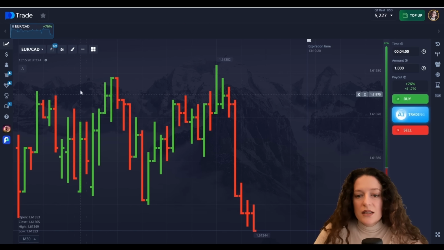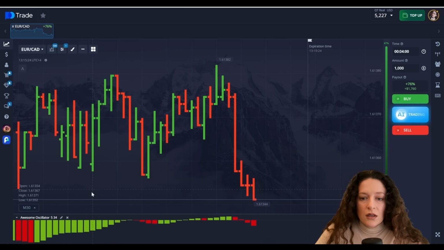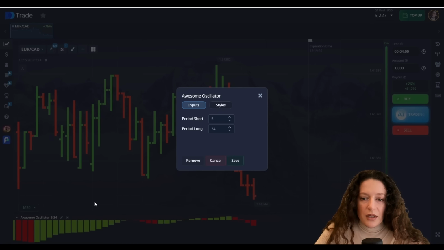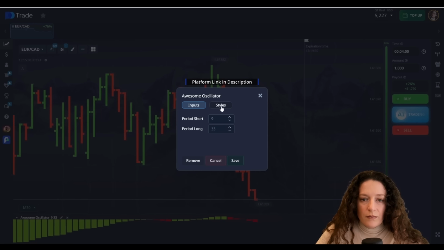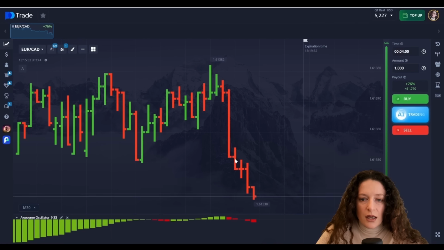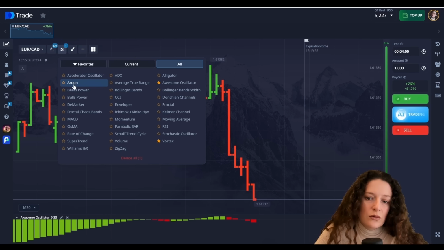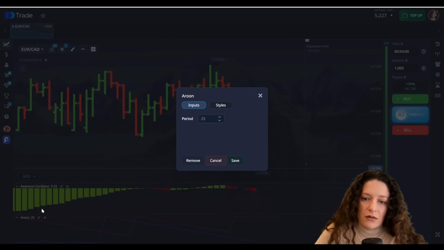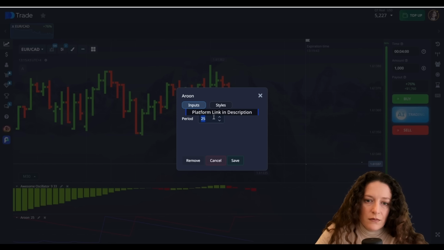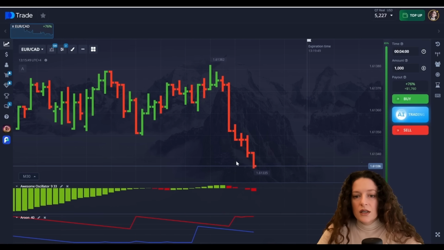I start by setting up the Awesome Oscillator, changing its periods to 9 and 33, and save. The second main indicator of the method is Aroon. Let's increase the period to 40. Thicken the lines and save.